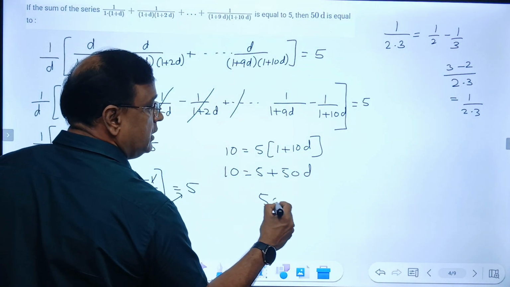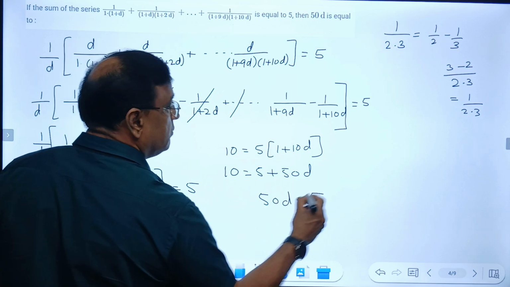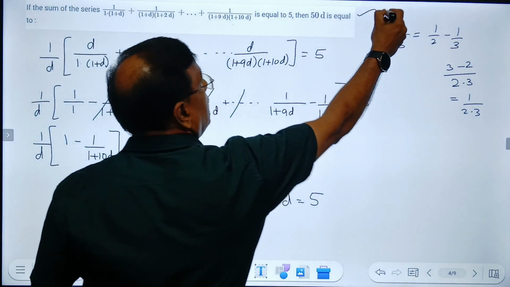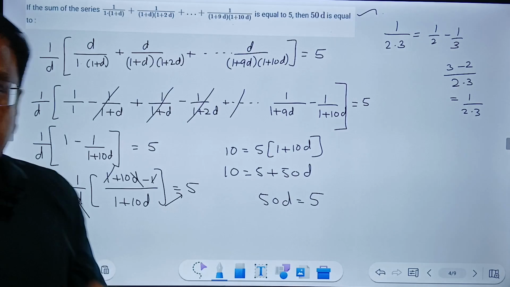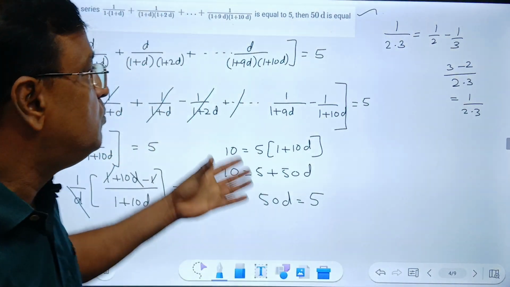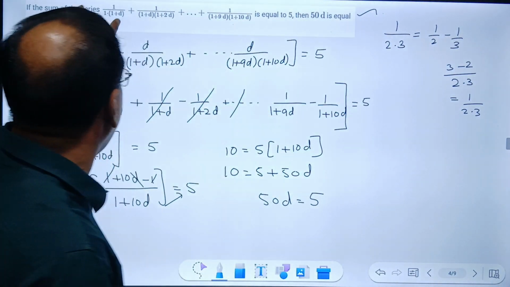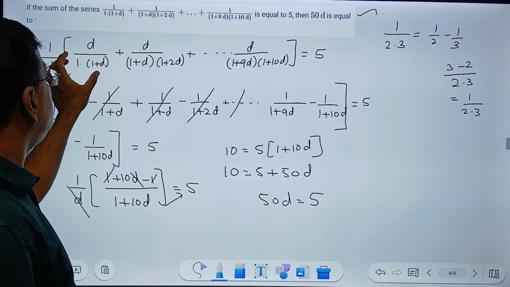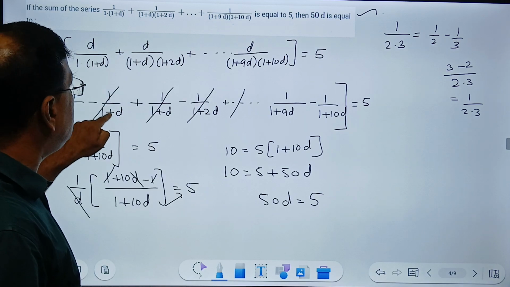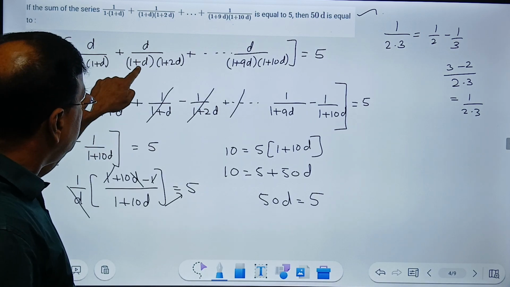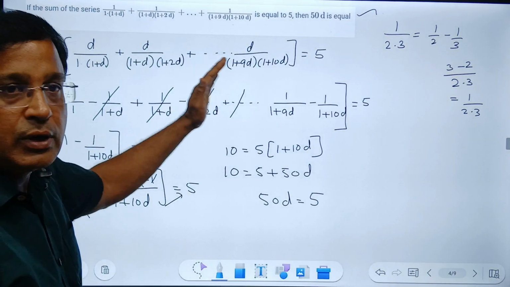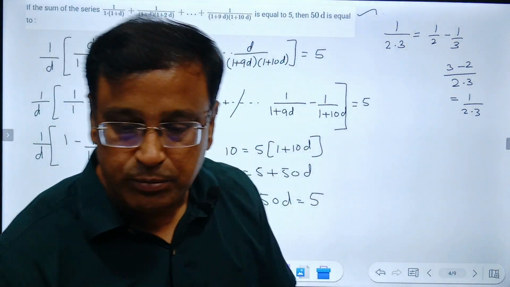So what is 50d equal to? 5. That's what you have to find. Find the value of 50d. Isn't it a very nice sum? Simple. It's more of a partial fraction. Just splitting this whole fraction into 2. How do I split it? 1 minus 1 by 1 plus d. This one, 1 by d minus 1 by 2d. Okay, so there's a pattern in it. I hope this is clear to you.